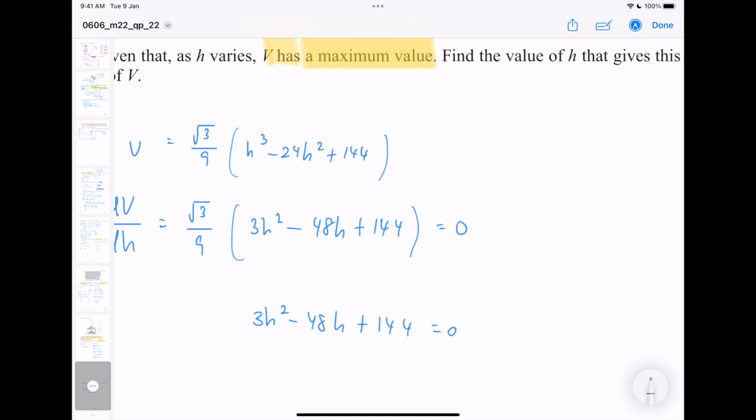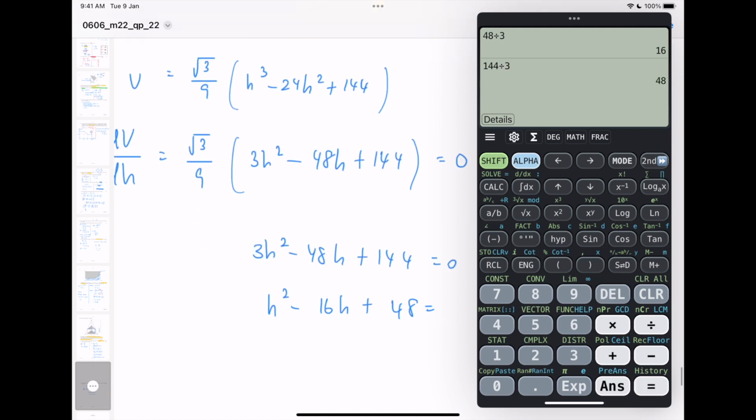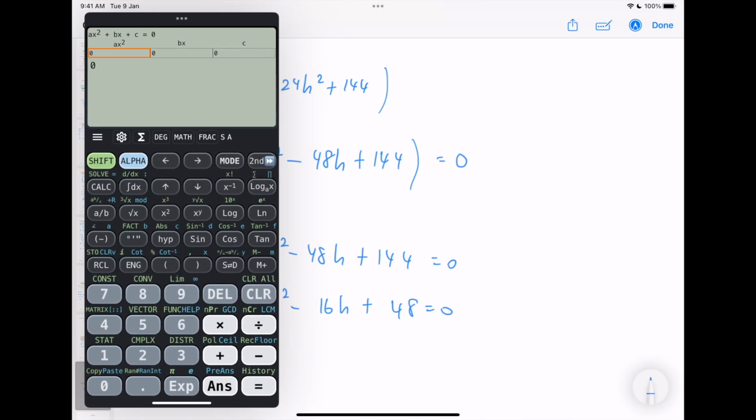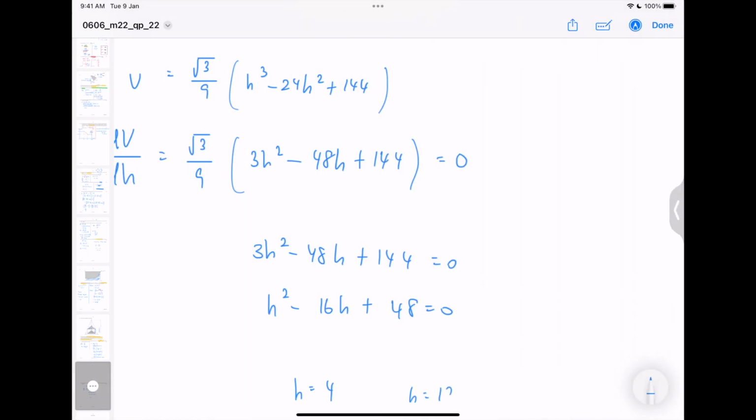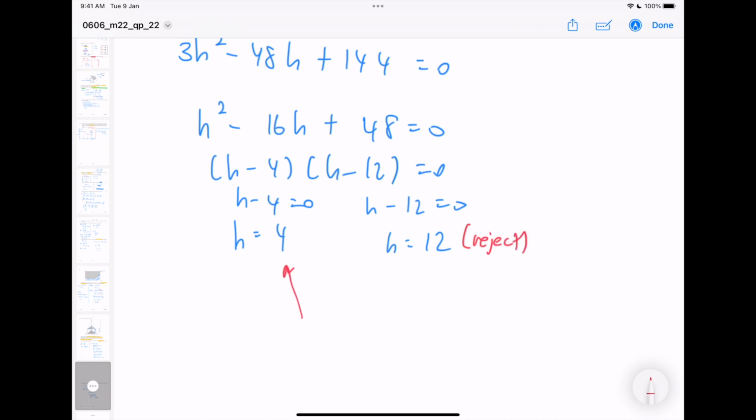What can you do here? You can divide everything by 3, so you get h squared minus 16h plus 48. Now you do the calculator trick again: 1, minus 16, and 48. So h equals 4 and h equals 12. So h minus 4 equals 0, h minus 12 equals 0. Right, h is definitely not going to be 12 because this is the bigger triangle. I will reject this. The answer is 4.